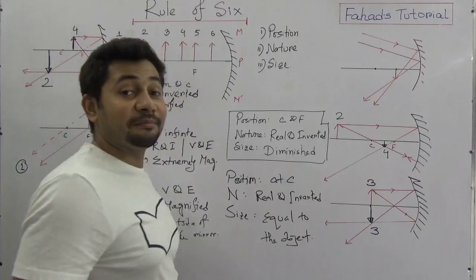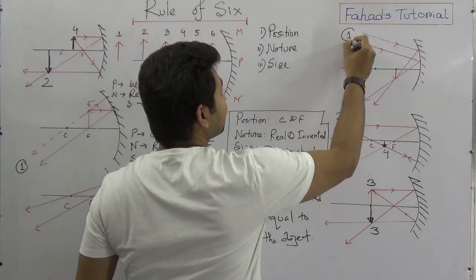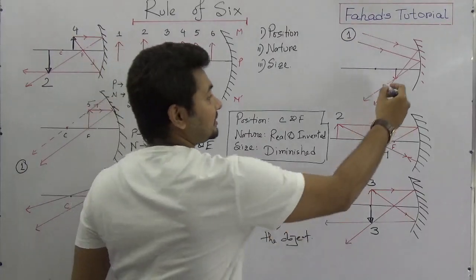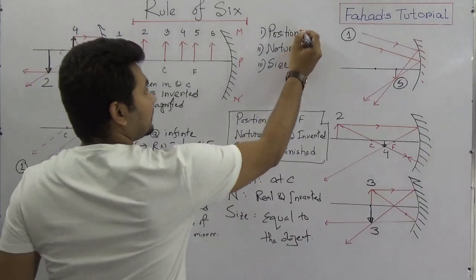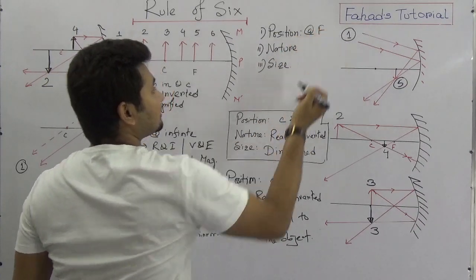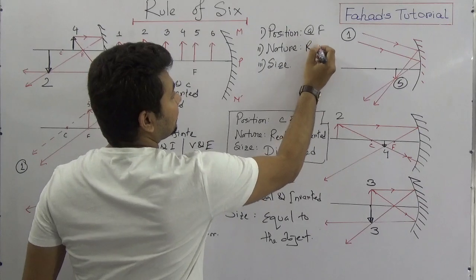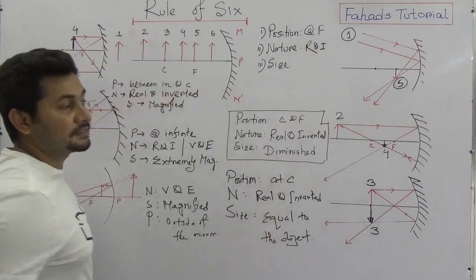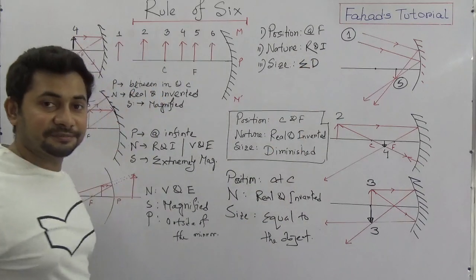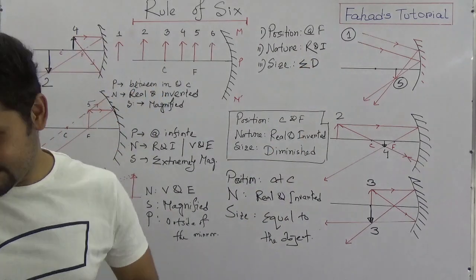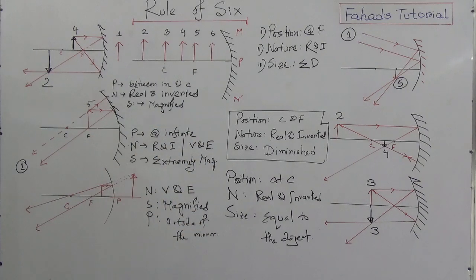So number 1, the position means the object is at infinity and the image is at focus. So what is the position? The position is at the principal focus. The nature is real and inverted, and the size is extremely diminished. So now all the explanations are in front of you.